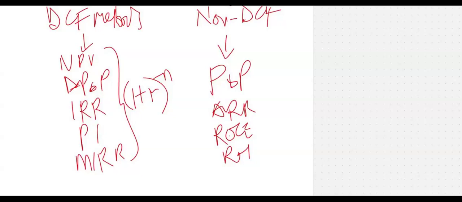In other words, the discounted cash flow methods use time value of money. That is why they are using discount factor. They are factoring into the analysis how time could influence cash flows. But with the non-discounted, they do not consider anything like time value of money. That is why we don't have discount factor in their computation.